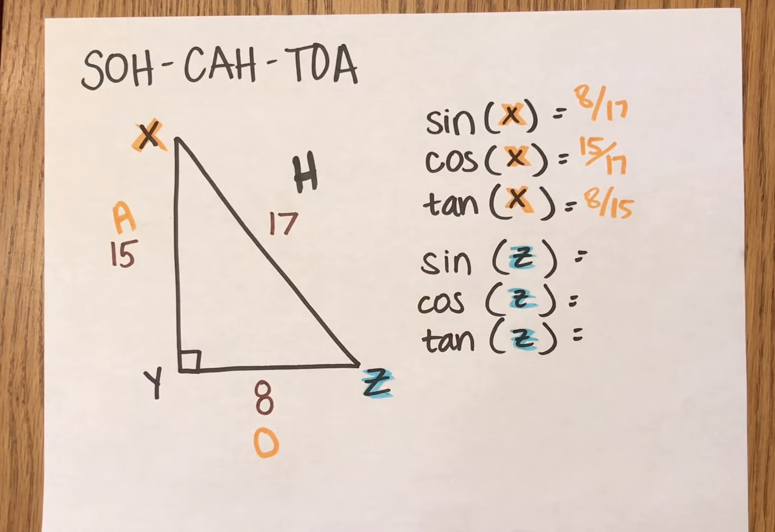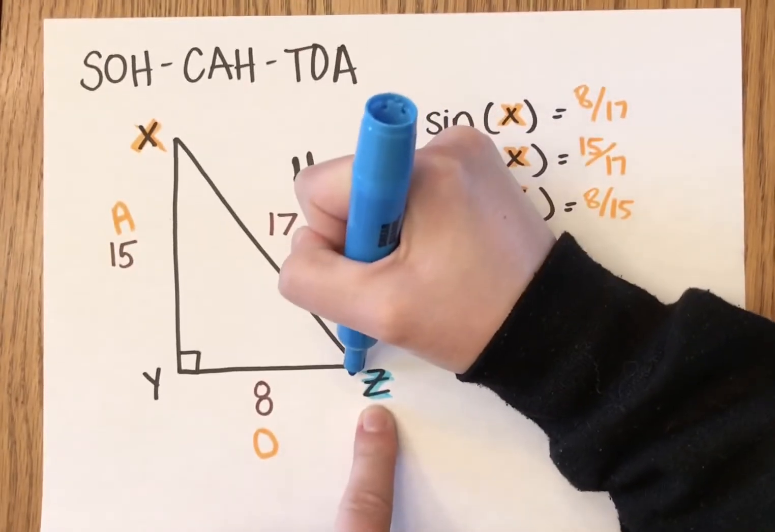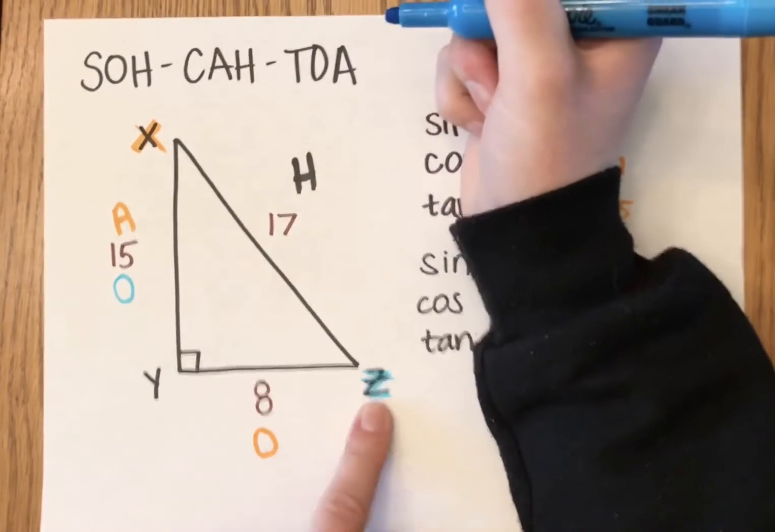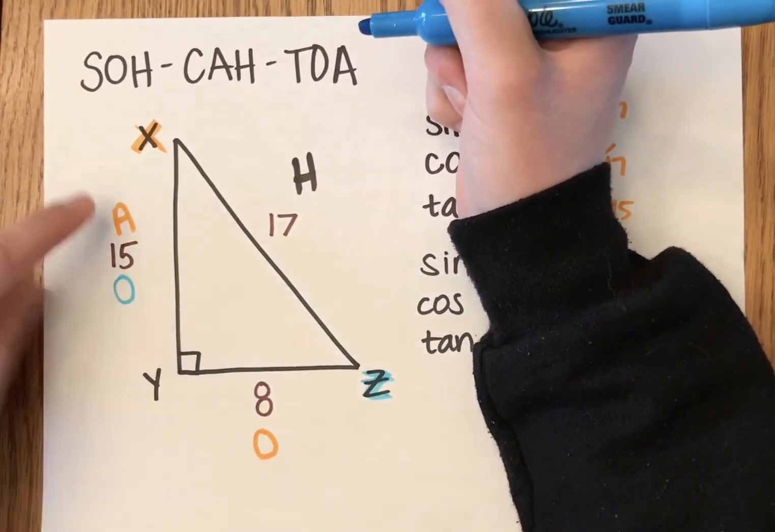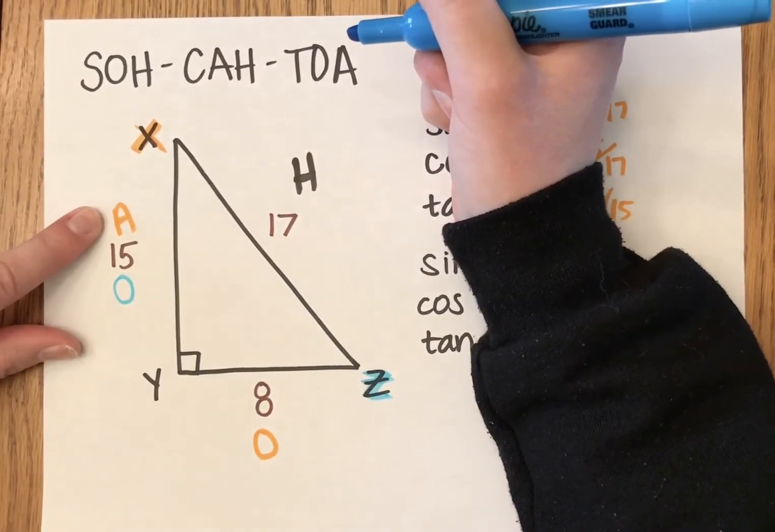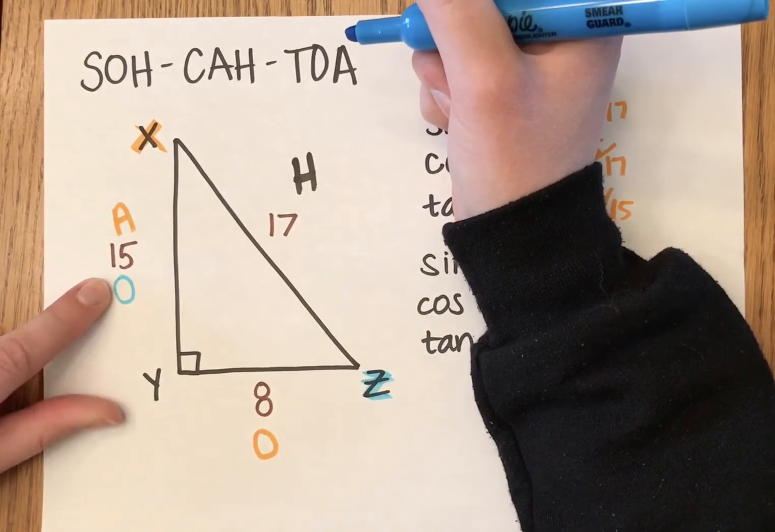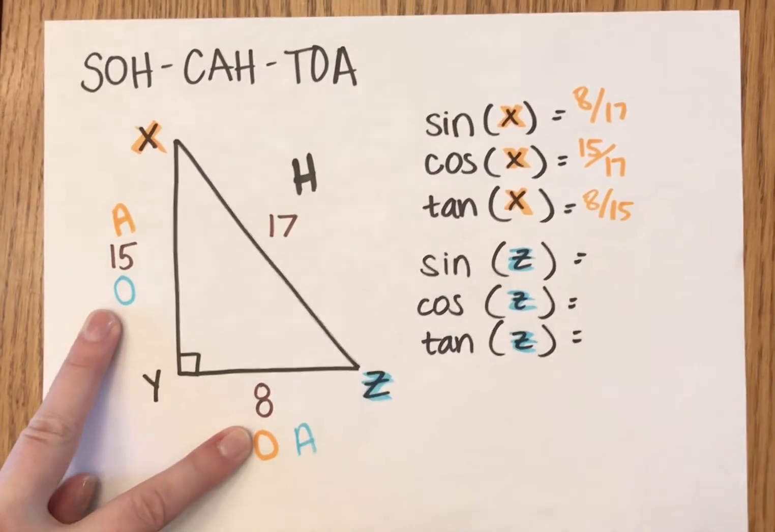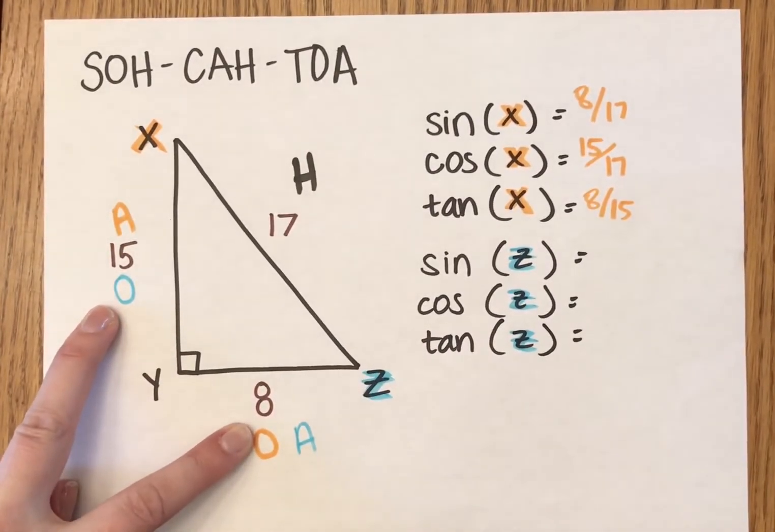Hopefully you were able to work some of them out. Sine of Z. Well, before we can write any of these ratios, we need to identify how these sides relate to the reference angle. Okay, the side opposite angle Z is 15. So now for angle Z, our opposite side will be 15. Notice that wasn't the case when we had reference angle X. Okay, so when we change the reference angle, we change the opposite and the adjacent sides. So now everything in blue is what we're going to use for angle Z.